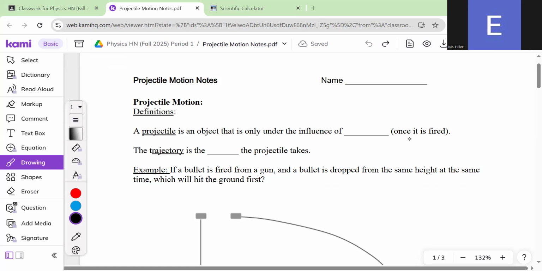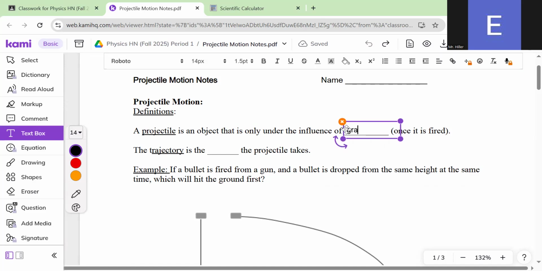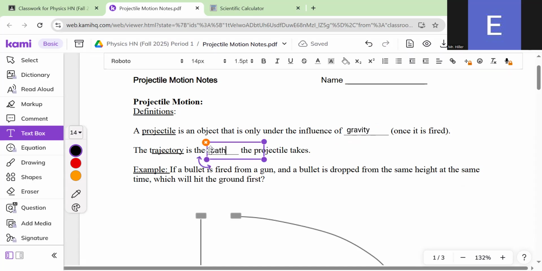Let's begin. As far as definitions are concerned, a projectile is an object that is under the influence of gravity. In other words, anything that gravity causes to curve once it is fired. A rocket taking off into space would not be a projectile because the thrusters are causing it to accelerate upwards. But a ball flying through the air is curving because gravity is making it curve. The trajectory of a projectile is the path that the projectile takes.